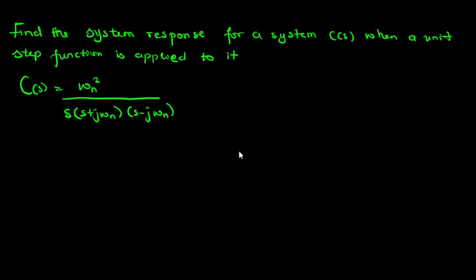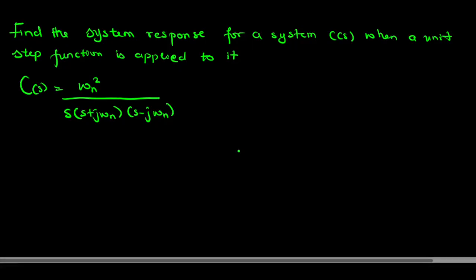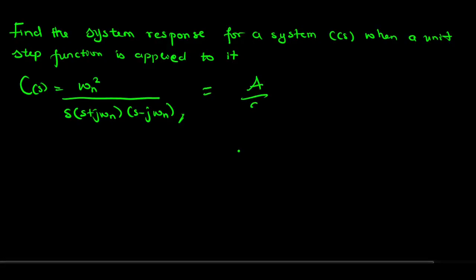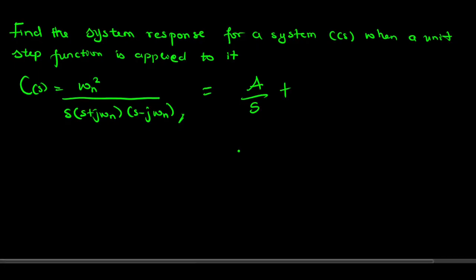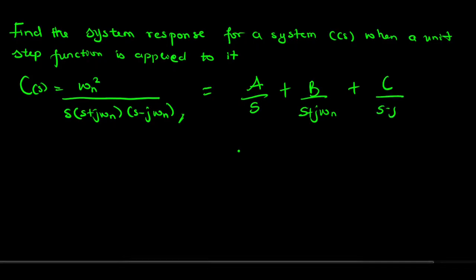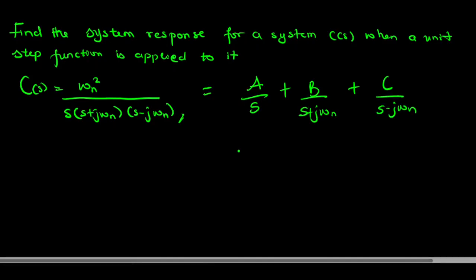So in this question, we are asked to find the time response c(t) for this particular system C(s) when a unit step function is applied to it. So this is the system C(s). At this point, we can just start doing our partial fraction decomposition for it. So it will be A over the root s, plus B over s plus jωn, plus C over s minus jωn, because they are all individual roots of their own. So this is the split.